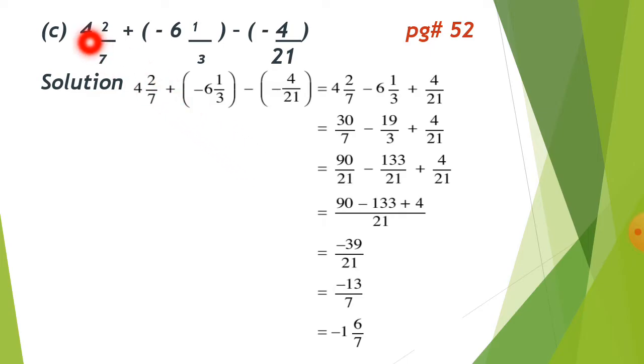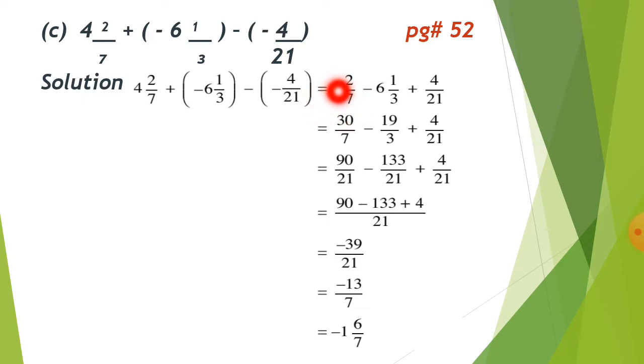C part is there: 4 into 2 over 7 plus minus 6 into 1 over 3 minus 4 over 21. It is on page number 52. You have to do that. First of all, you have to remove these brackets, and you will get that plus minus will be minus and minus will be plus. The next step, you are going to change these mixed fractions into improper fractions.